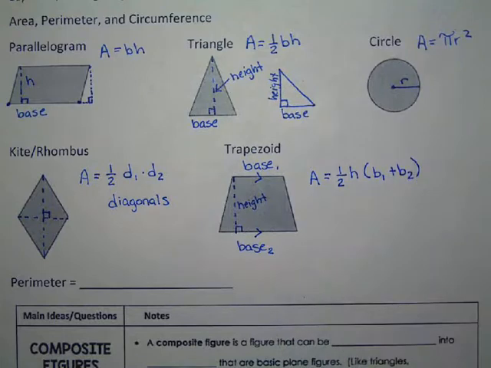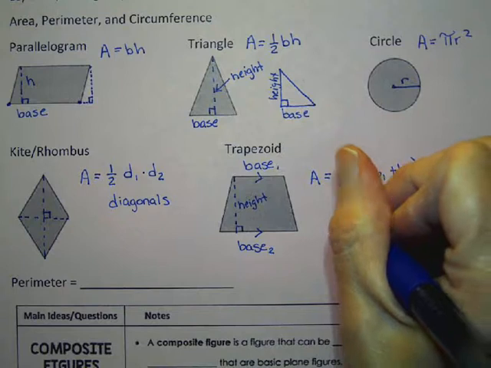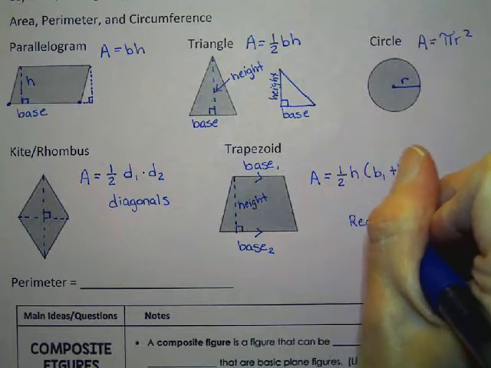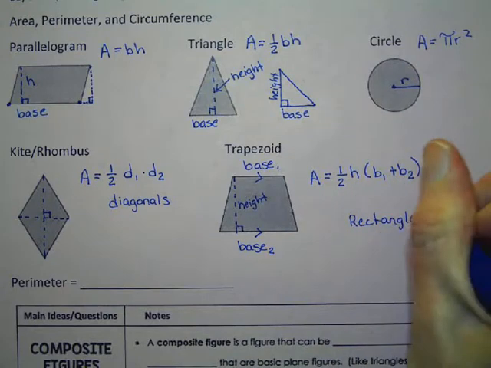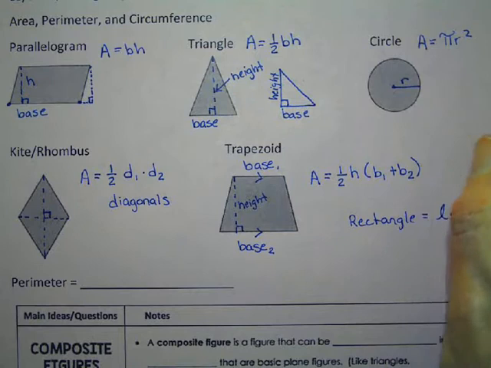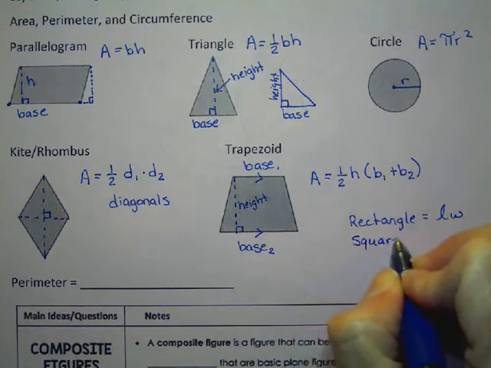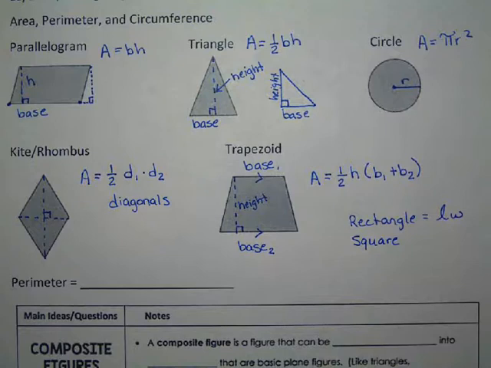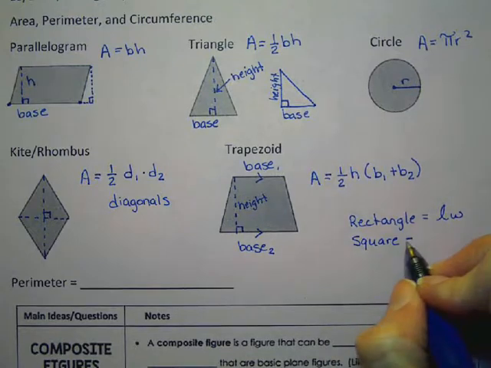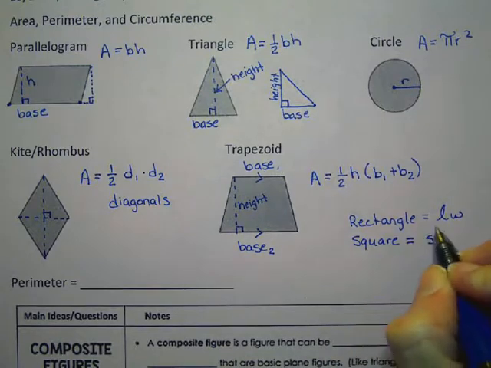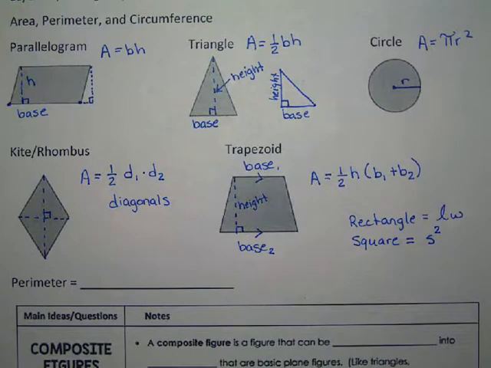Okay. I don't have it on here, but rectangle is length times width. Some people also use square. It's like a rectangle. You could say base times height. You could say length times width. Sometimes for the area of a square, they say the side squared, because like the sides are the same length.